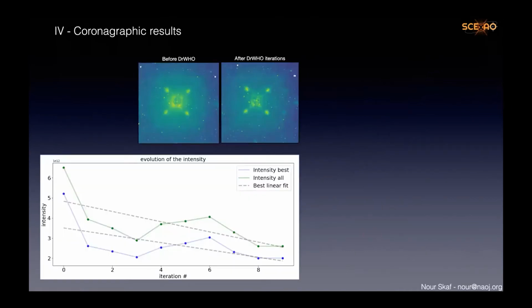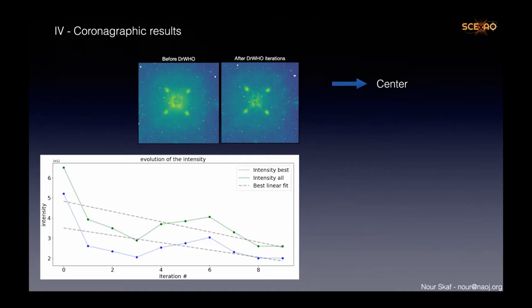Here are some results with, on top, the coronagraphic images. So we see that the contrast actually looks a lot better. On the bottom plot, it's the evolution of the intensity. There are still a few things that I am not fully sure I understand about what is going on, but this is all work in progress.